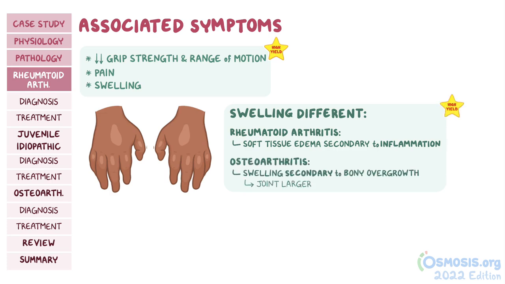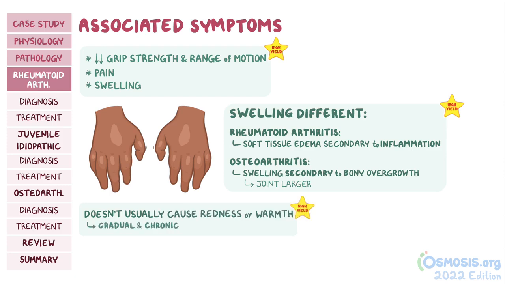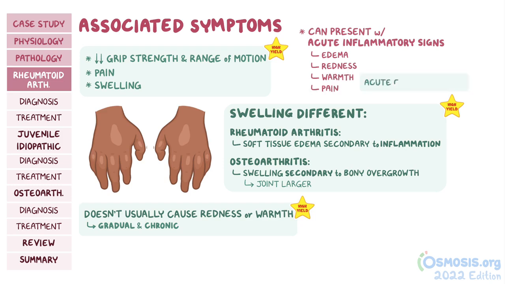Another distinction to help you out is that rheumatoid arthritis doesn't usually cause redness or warmth because the inflammatory process is so gradual and chronic. However, sometimes it can present with acute inflammatory signs such as edema, redness, warmth, and pain when there's an acute episode of rheumatoid arthritis, also called a flare.